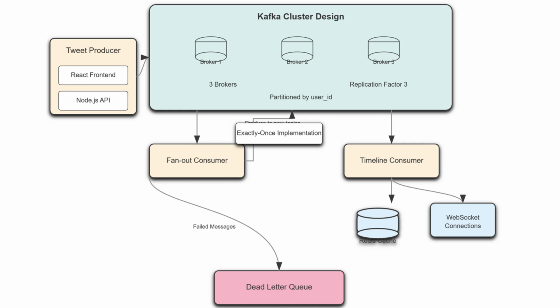Crucially, we also incorporate a dead letter queue, or DLQ. This is where messages go if they repeatedly fail processing after several retries. This mechanism prevents a single bad message from blocking the entire pipeline.